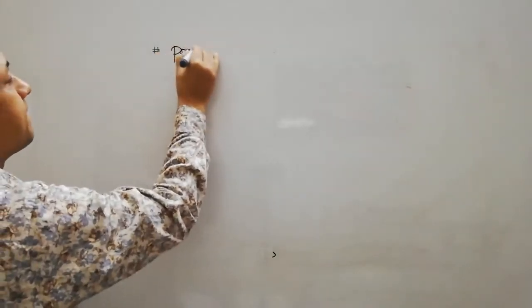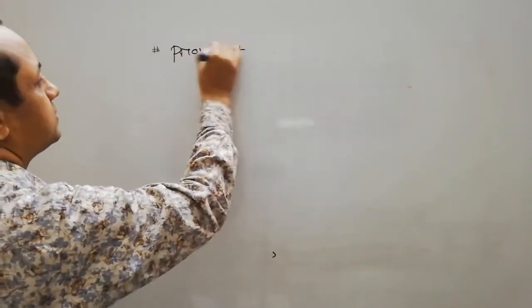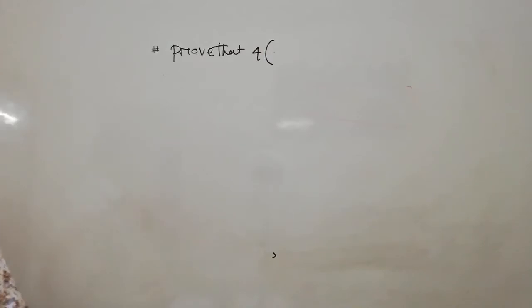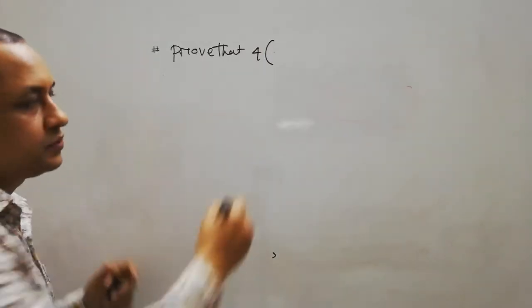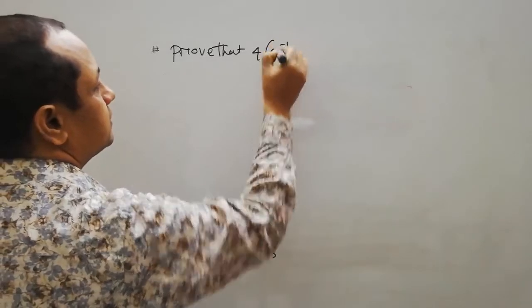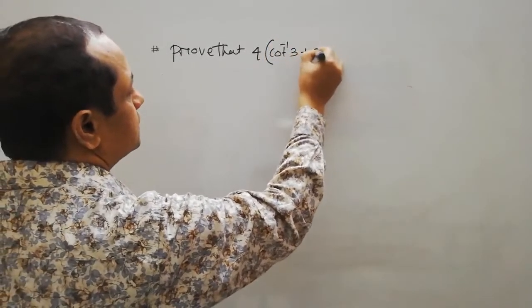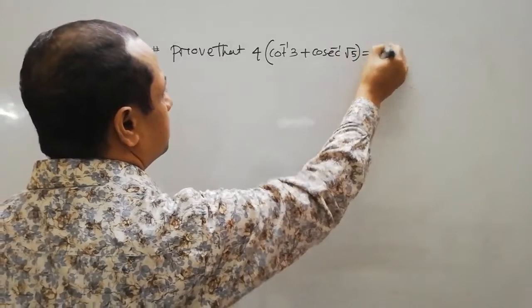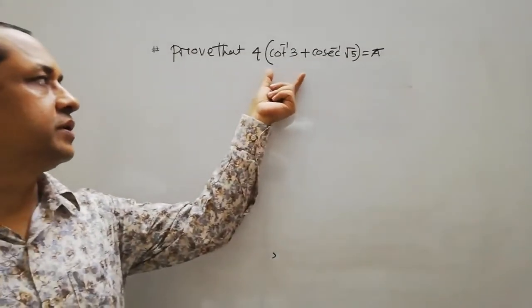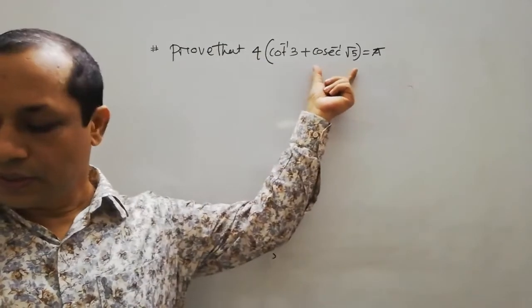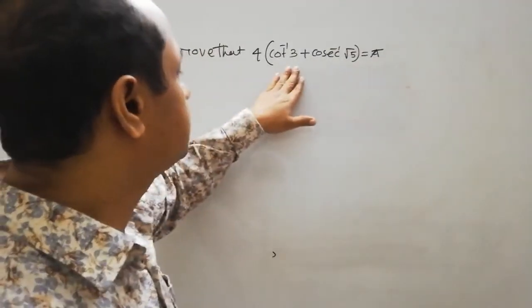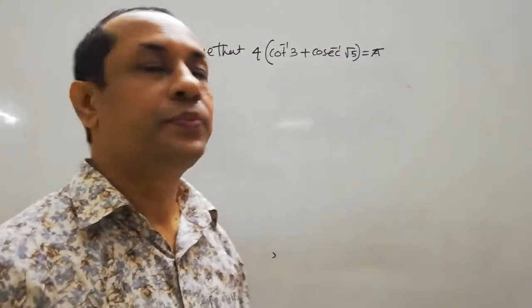Student, next question. Prove that 4 into cot inverse 3 plus cosec inverse root 5 equals pi. Prove that student, 4 cot inverse 3 plus cosec inverse root 5 equals pi.